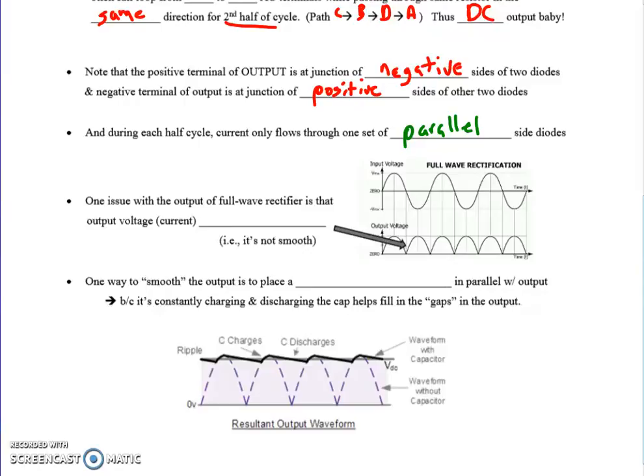In other words, if I look at this output, I get periods where there is very little current. So if you look at an oscilloscope, it kind of is wavy. It's not as smooth as we like. So we got to just address one more thing, and that is how we would smooth it. So one way to smooth output is to place our old friend, a capacitor, in parallel with the output.